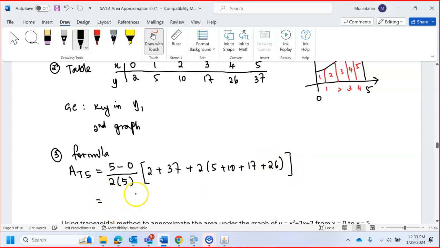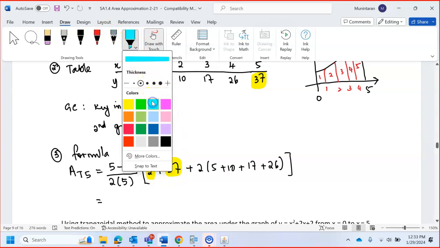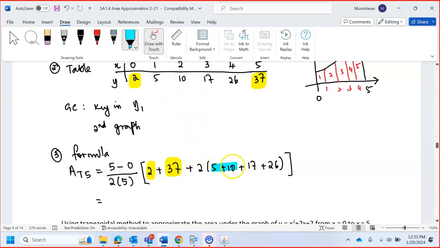And you do whatever the values, you should be able to get your answer. The first value and the last value are added together, and then the middle you multiply by 2. Okay, 77 point, yeah, unit square.